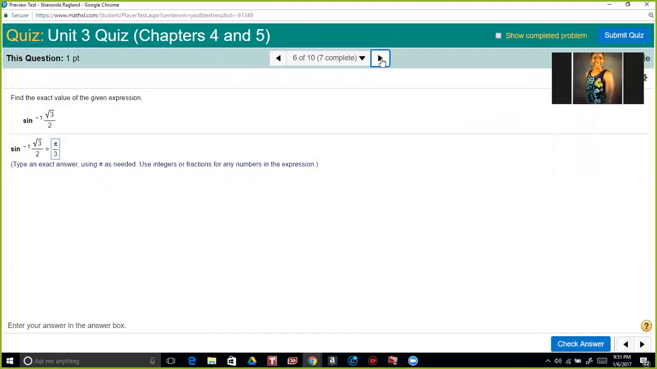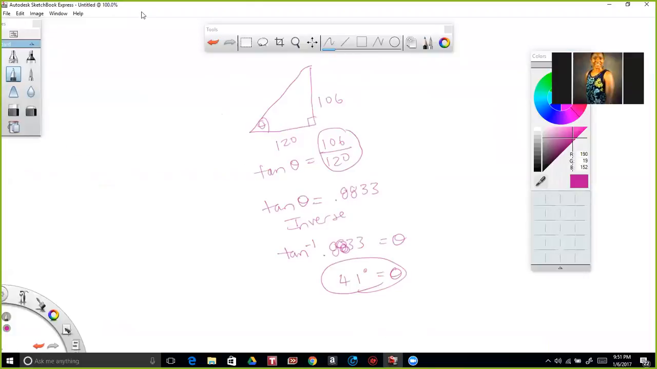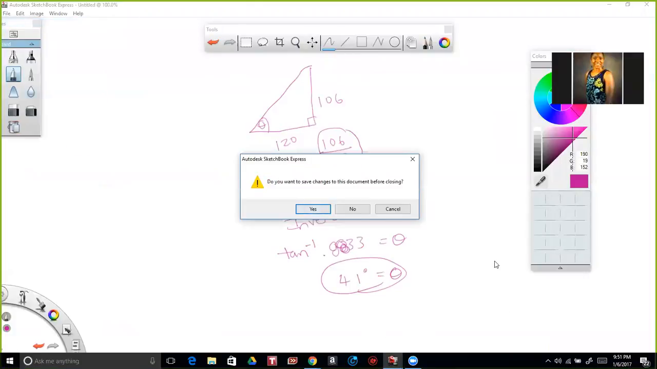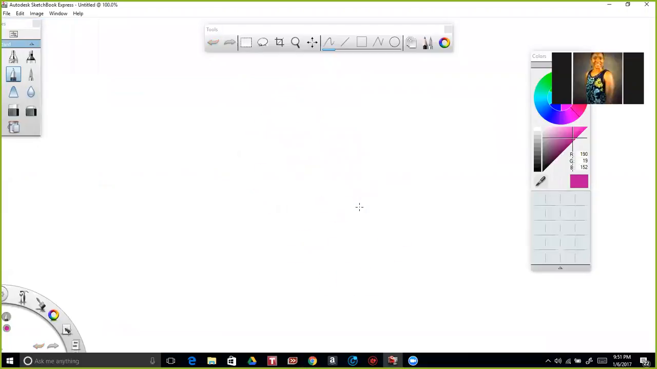Okay. All right, here is something like this. Let's write this out. Go to my sketchbook. Let's do a new one. We have an inverse function: the inverse of sine of the square root of 3 over 2. Now, this is equal to, I will say that's theta.